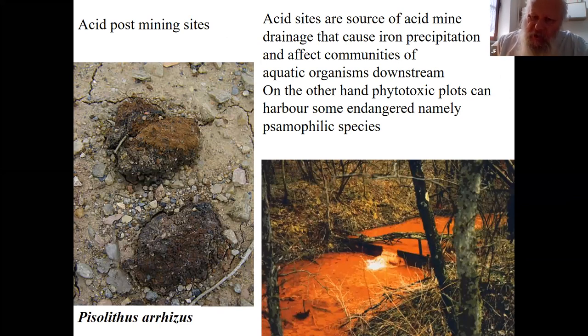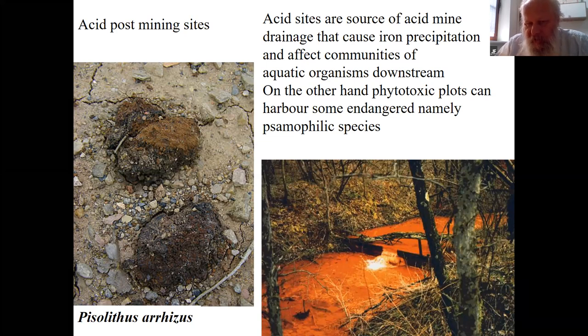However, once the heap is done, we already mentioned that this post-mining heap often contains a high amount of pyritic material, and this pyritic material, by mineralization, can produce acids. These acids can dissolve many metals, including iron, and they can cause problems not only in the heap itself, but also in the surrounding environment. In the bottom right picture, you see a stream affected by acid mine drainage, full of iron oxide, and you can really see this is not a suitable habitat for most aquatic life.